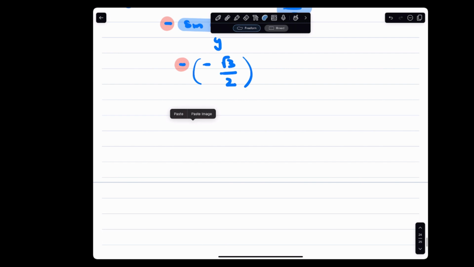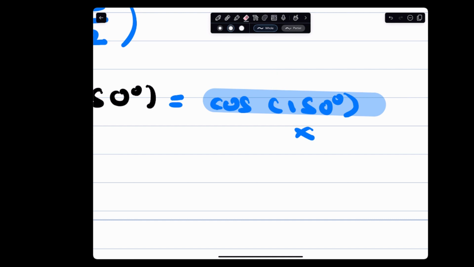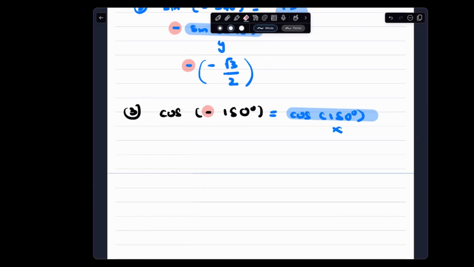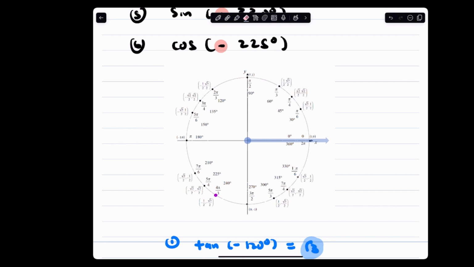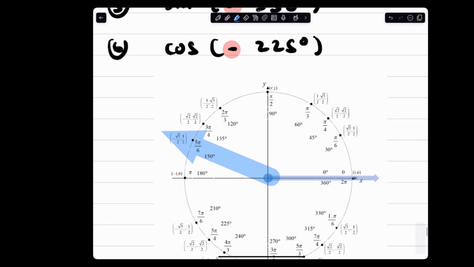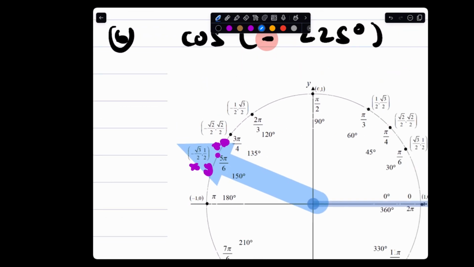Number three. So for number three, we're looking for what? Cosine 150, the x coordinate of the terminal point. So let's go to 150 now. And the x coordinate for 150. So 150, we rotate, is over here. All right, we got 150. We got our terminal point right there. And we need the x coordinate. What's the x coordinate? Negative square root of 3 over 2. So your answer is going to be simply negative square root of 3 over 2.